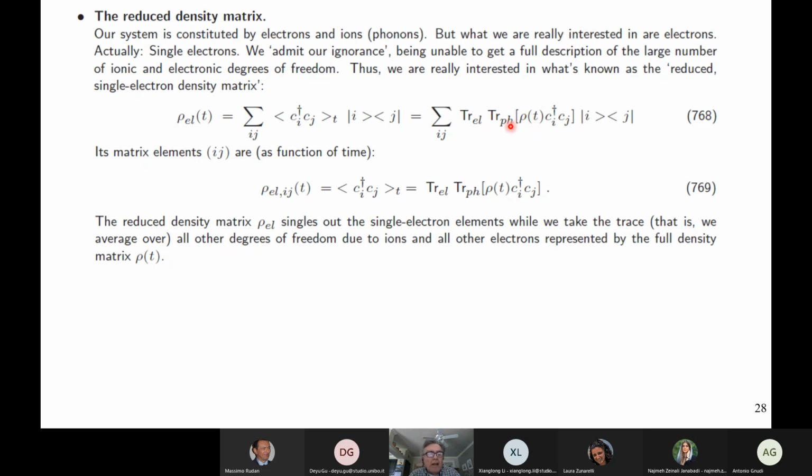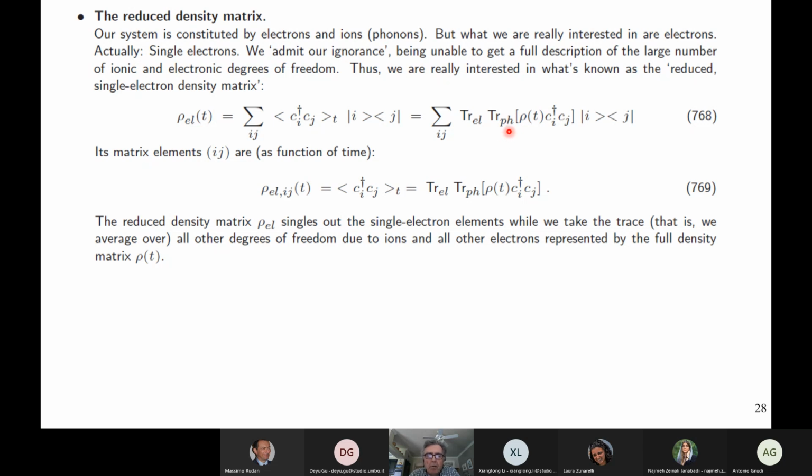So the phonons are traced out, as we say, okay? So I will consider essentially this object and will write it this way, having already taken the matrix element ij. So I put an ij over here, it will be just this object, okay? This is what we want to evolve in time, find out how it evolves in time. Okay, any question?